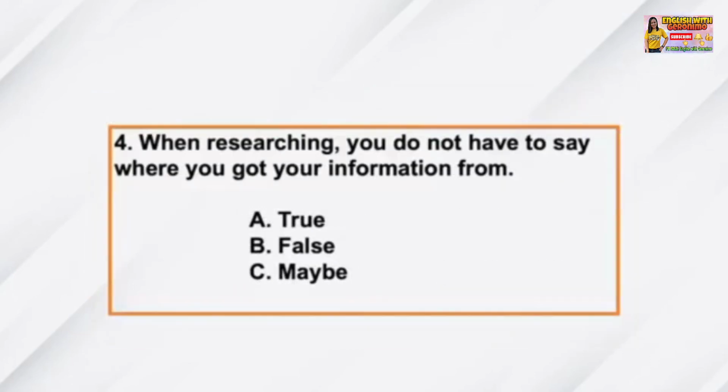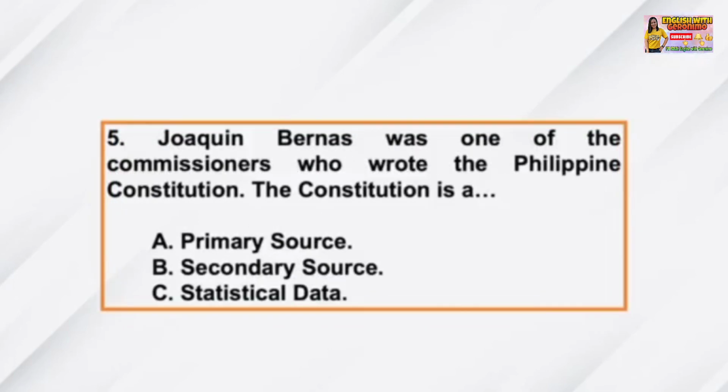Number 4. When researching, you do not have to say where you got your information from. Letter A, true. Letter B, false. Letter C, maybe. Number 5. Joaquin Bernas was one of the commissioners who wrote the Philippine Constitution. The Constitution is letter A, primary source, B, secondary source, C, statistical data.